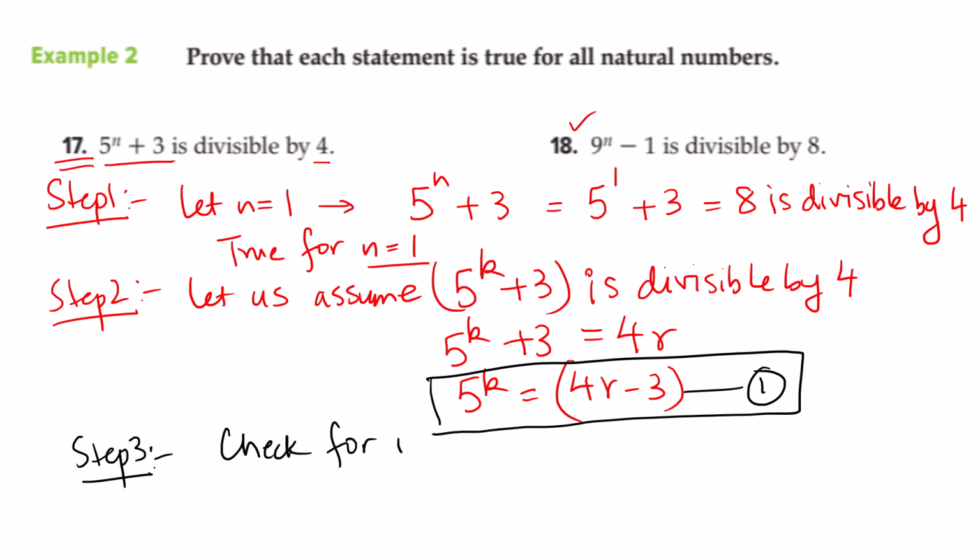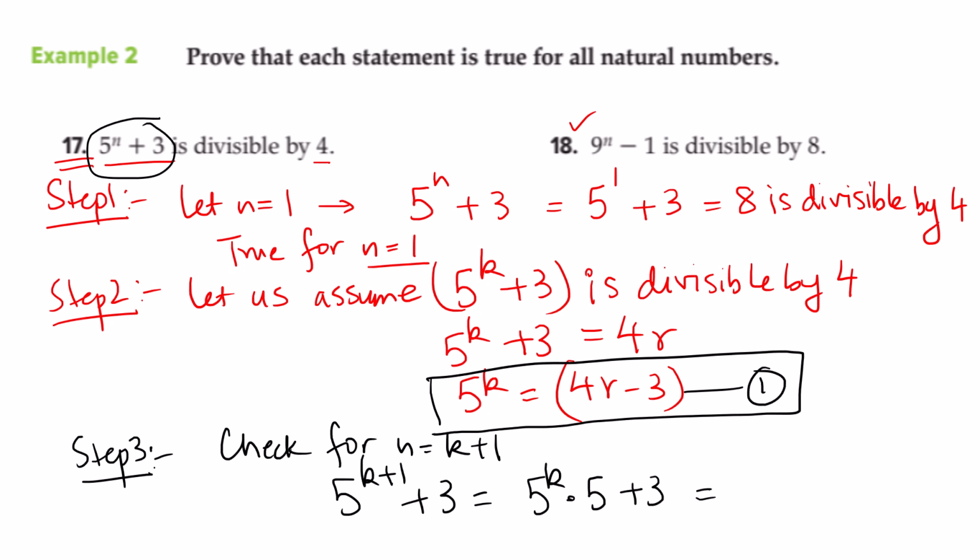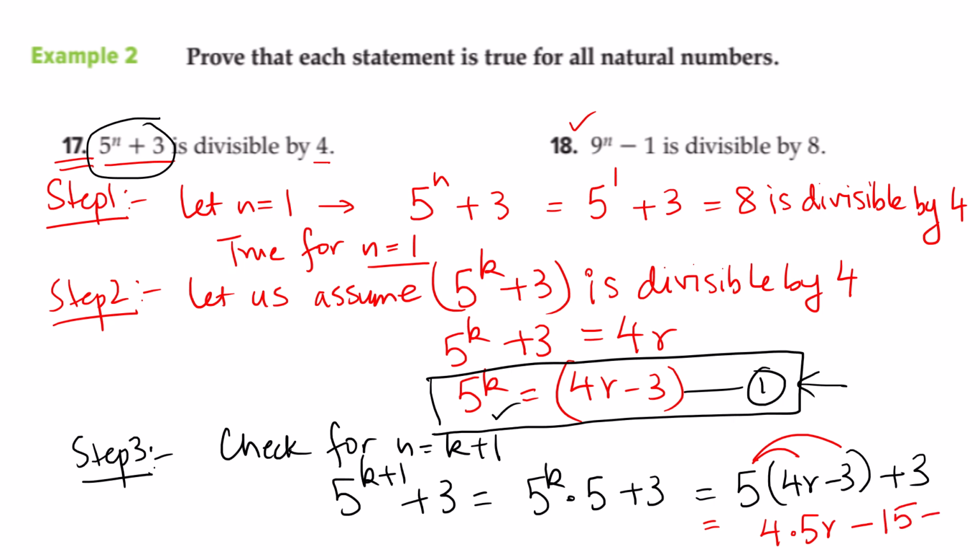So in step 3 we have to check for n equal to k plus 1. So let's take this term 5^(k+1) plus 3. I can write this again as 5^k times 5, plus 3. So I'm going to replace the value of 5^k from here. So let's write 5 times (4r minus 3), and there's a plus 3 outside. Now we are going to do the distributive property, open the bracket. So this becomes 4 times 5r, minus 15, plus 3.